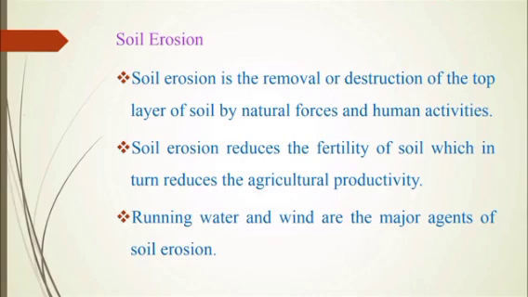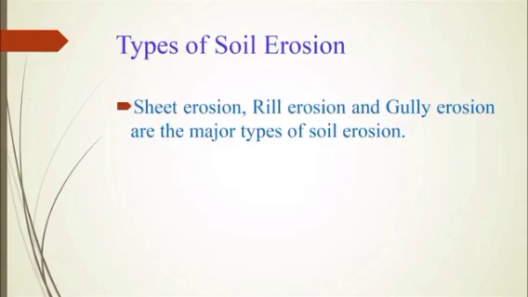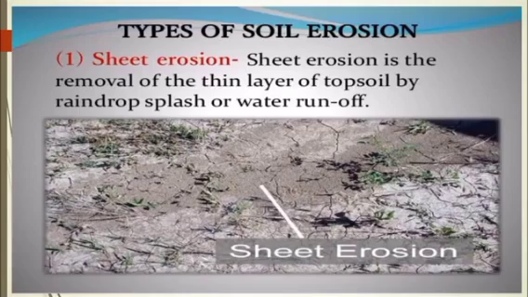Running water and wind are the major agents of soil erosion. Now we are going to learn about types of soil erosion: sheet erosion, rill erosion and gully erosion are the major types of soil erosion. First, let's see about sheet erosion. Sheet erosion is the removal of the thin layer of topsoil by raindrop splash or water runoff. Here we can see the picture of sheet erosion.